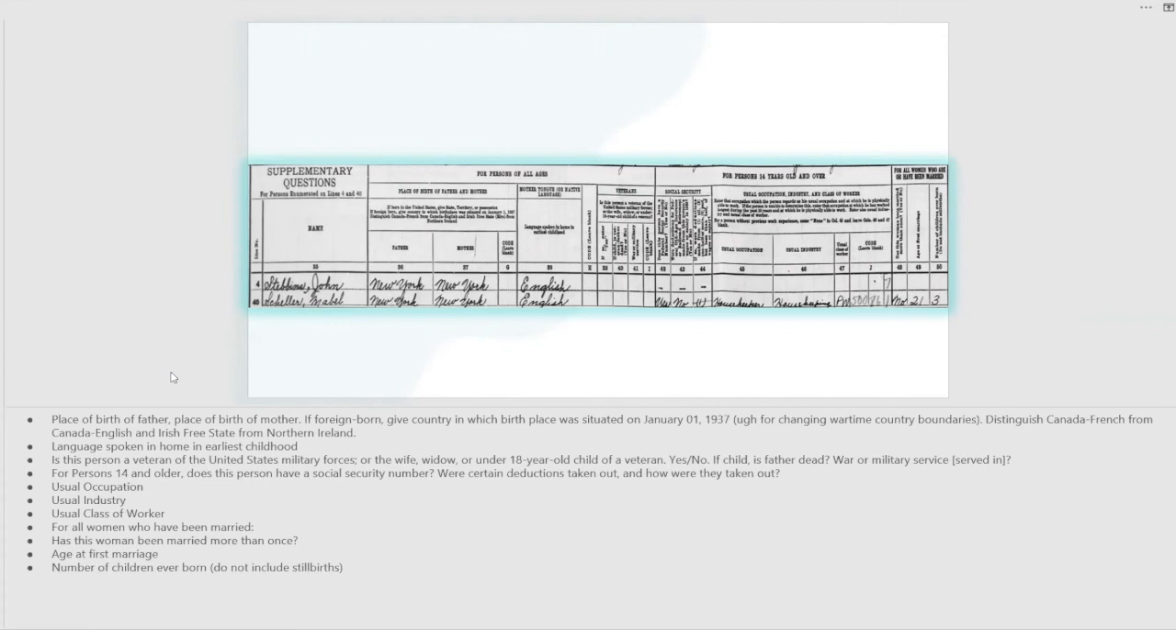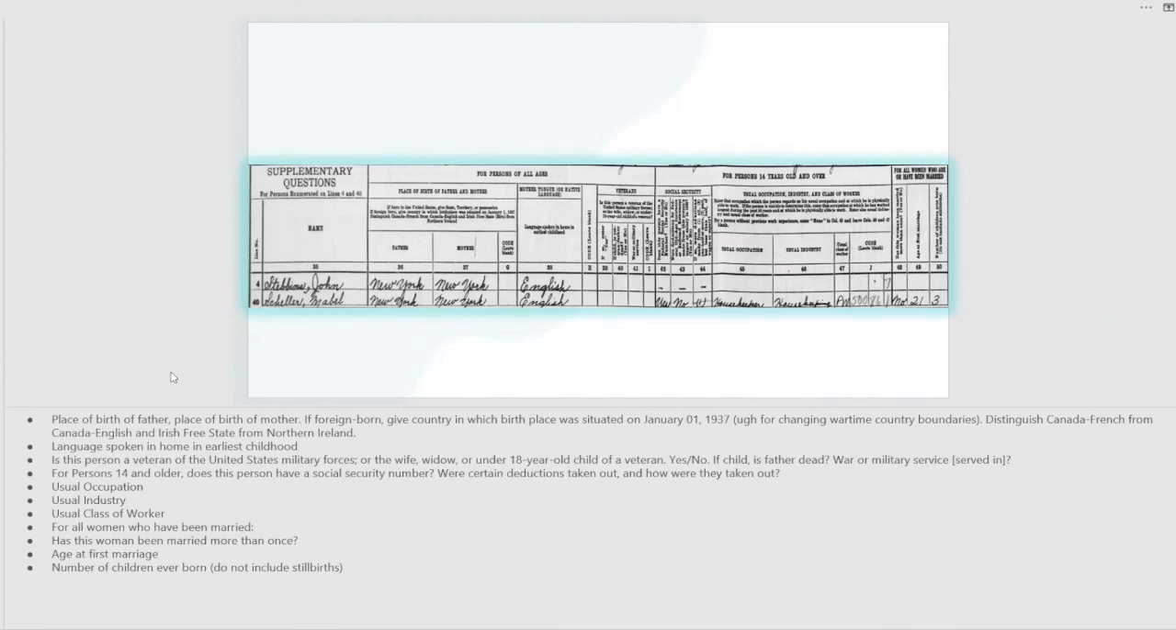For persons 14 years of age and older, do they have a social security number? Again, social security was just starting to be implemented at this time, so they're trying to track how many people are participating in the program. It's so weird for us today to think about people not having a social security number. But at this point in time, if you had one, it was rarely ever used.